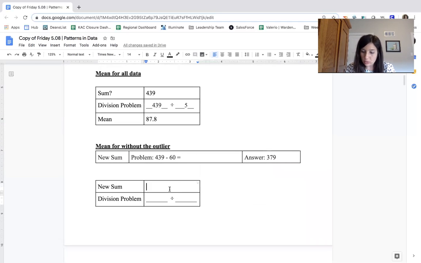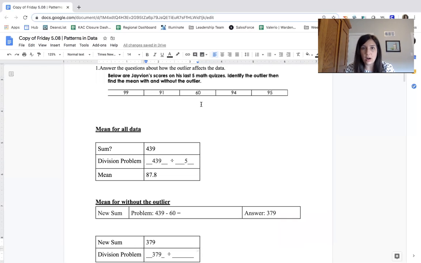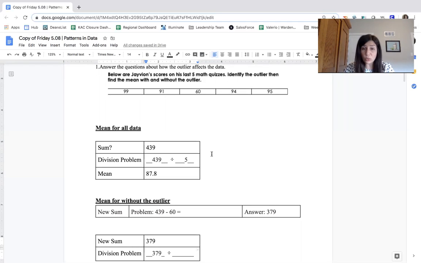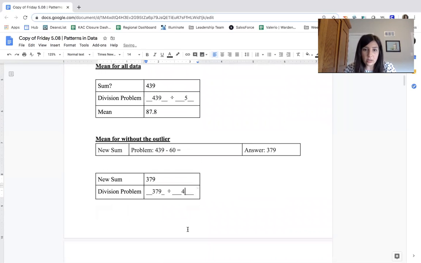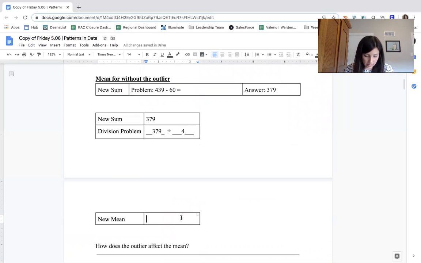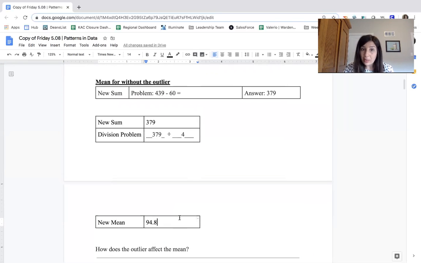Okay, so my new sum is 379. To find the average now, I'm going to divide it by how many test scores there are. I used to be dividing by 5 because there were 5, but remember, I just took away that outlier. So instead of dividing by 5, I'm going to divide by 4. If I do 379 divided by 4, my new mean is going to be 94.8. So now this is pretty cool.